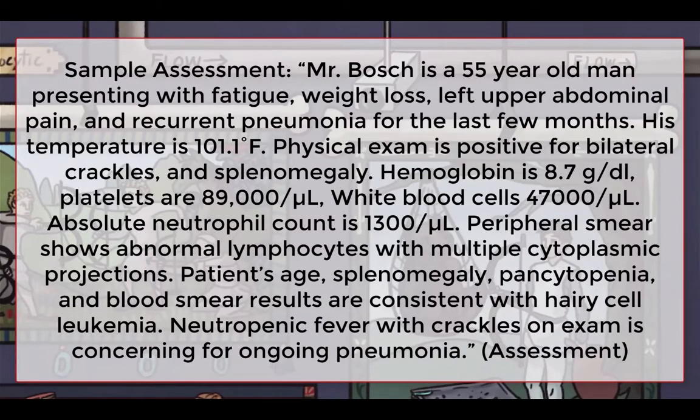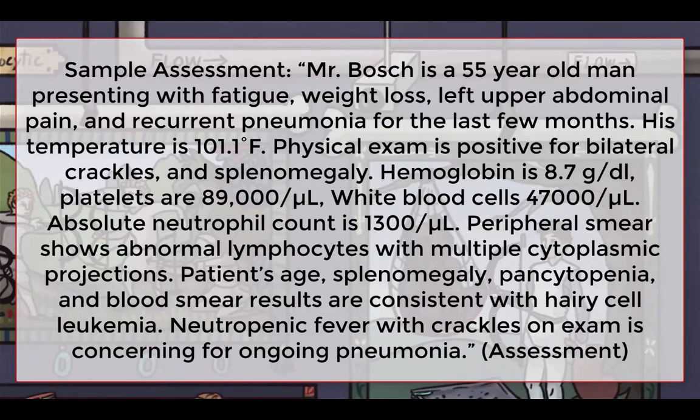Mr. Bosch is a 55-year-old man presenting with fatigue, weight loss, left upper abdominal pain, and recurrent pneumonia for the last few months. His temperature is 101.1 degrees Fahrenheit. Physical exam is positive for bilateral crackles and splenomegaly. Hemoglobin is 8.7 grams per deciliter, platelets are 89,000 per microliter, and white blood cells are 47,000 per microliter.